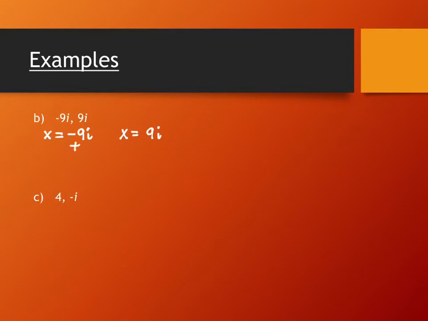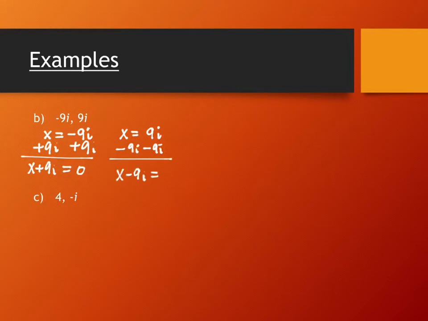And we're going to move it, right? So we're going to add our 9i. So x plus 9i is equal to 0. And we're going to subtract our 9i. And so x minus 9i is equal to 0. These then will become my factors. So I have x plus 9i, and I have x minus 9i.